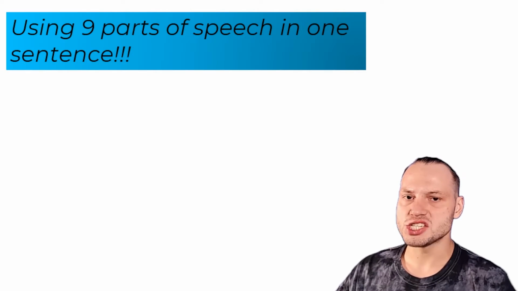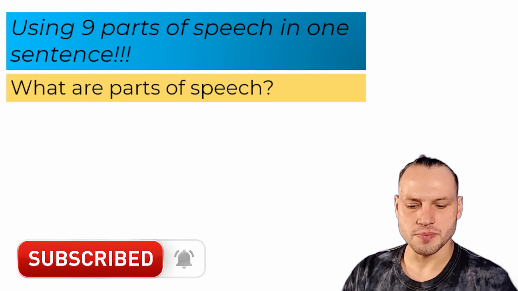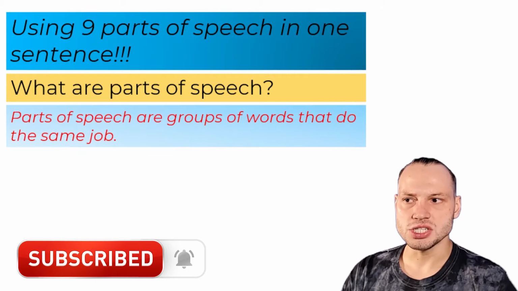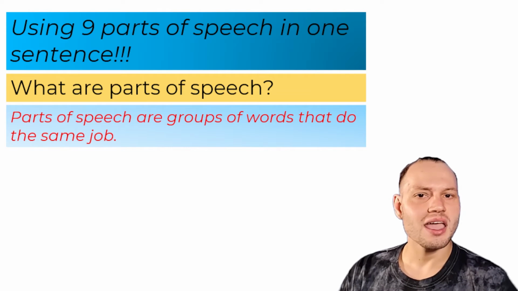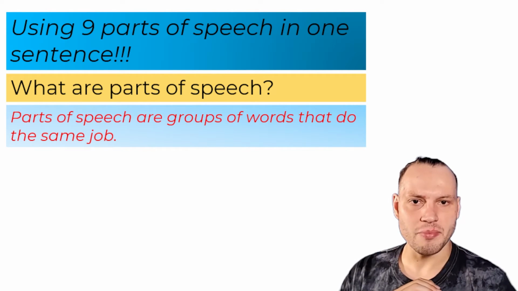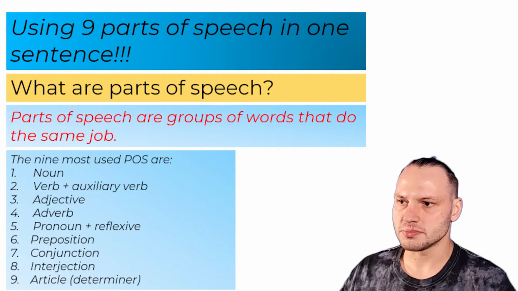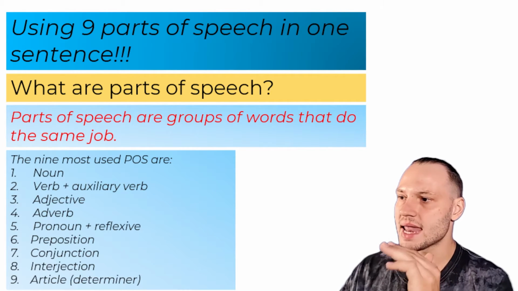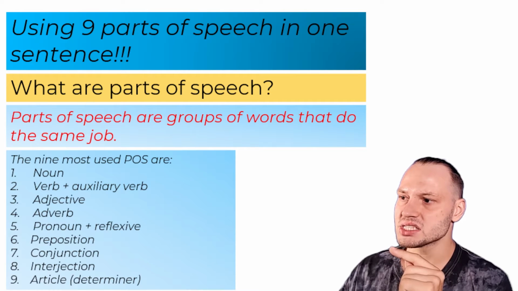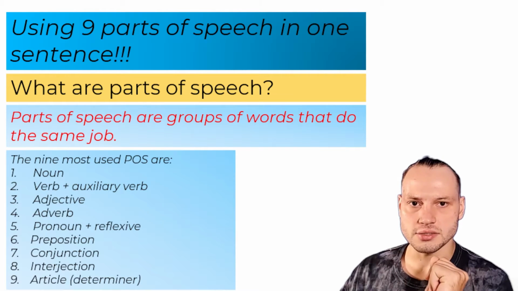So the first question you should ask is, what are parts of speech? Well, parts of speech are groups of words that do the same job. They tell you the same information in a sentence. So what are the parts of speech? The 9 parts of speech most commonly used are nouns, verbs, adjectives, adverbs, pronouns, prepositions, conjunctions, interjections, and articles.